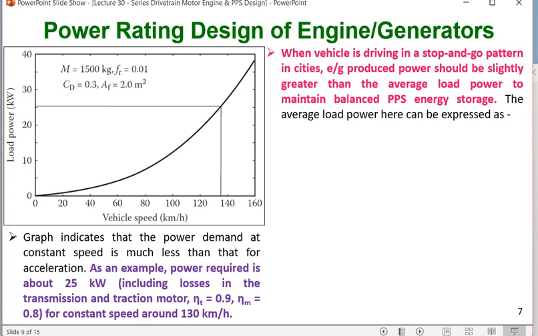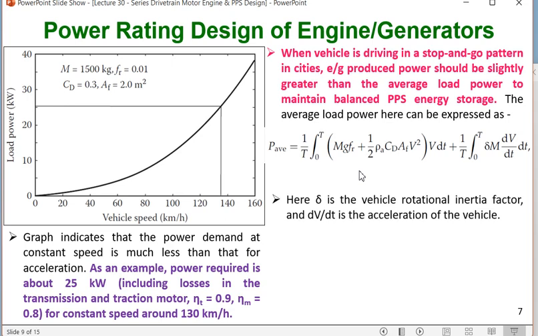So average load power in city is given by P average load power. In the previous case the equation was different, in this case the equation is different, it is 1 by T. Power is nothing but, first we are integrating the whole thing, we are finding the energy. So how much is the loss energy, divided by time, this is the loss power. This power we have to overcome, because mgfr is the rolling resistance, half rho A Cd V squared is the aerodynamic resistance, multiplied by V. So this whole integration is wasted energy divided by T, this is wasted power, and this is the traction power. So the total power is nothing but the traction power.